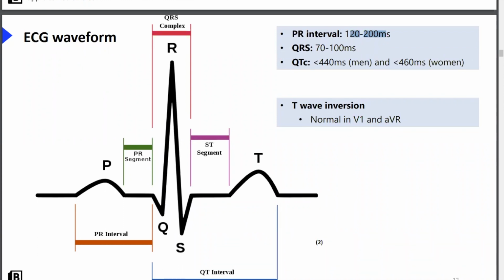And the QT interval. In basic words, what does the QT interval represent? Okay, I'll tell you this one because it's a bit long, but it's basically the time it takes from ventricular depolarization to ventricular repolarization. Because remember, QRS means ventricular depolarization, T wave means ventricular repolarization. The QT measures the time between those two. And as we said, T wave inversion is normal in V1 and AVR.